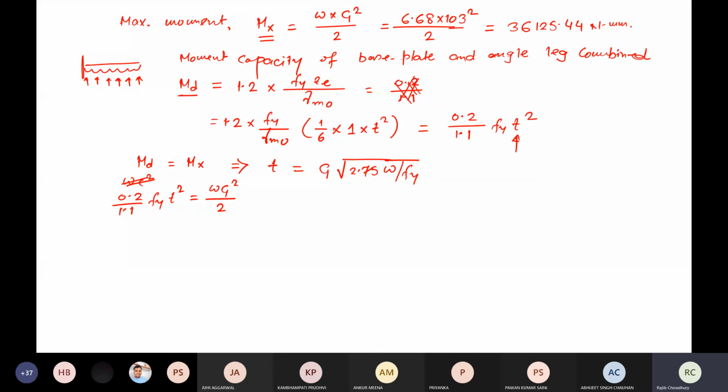Okay. And what is T? T is the aggregate thickness of the base plate and the gusset plate for bolted gusset plate connection, and the thickness of the base plate for the welded gusset plate connection at the critical section. Okay. So this T is now becoming 28.19 mm.